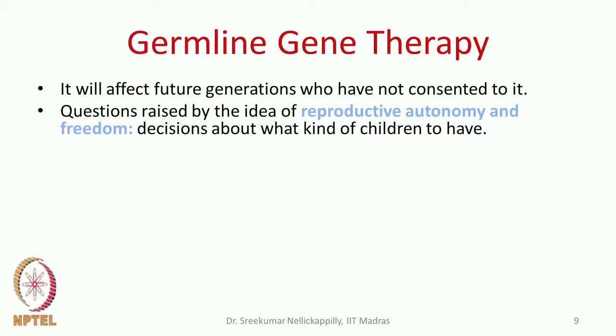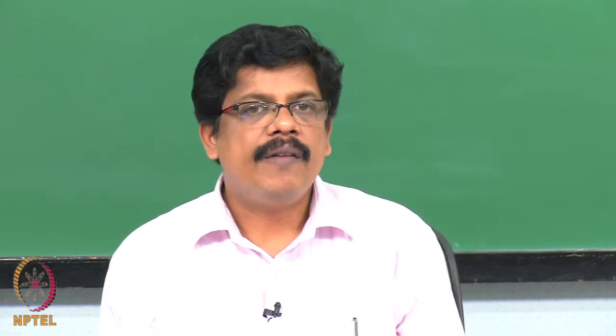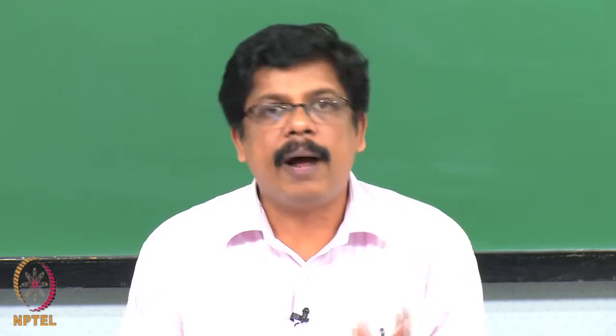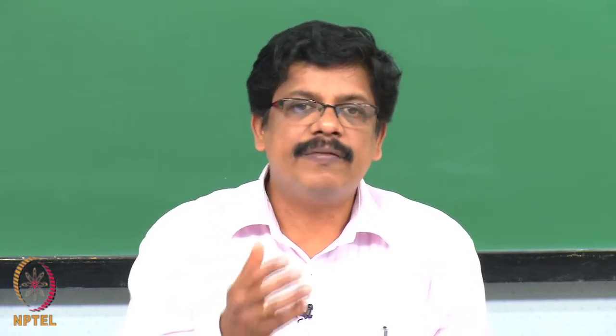Now, again, questions are raised by the idea of reproductive autonomy and freedom, decisions about what kind of children to have. This is another possibility of germline gene therapy, because we have a lot of reproductive autonomy and freedom with this new technology, because we can know whether children are going to have any genetic disorders. If there are any serious genetic disorders, parents can opt for abortion or even treatment in advance. Certain diseases can be treated well in advance. That possibility is there because of the new technology.